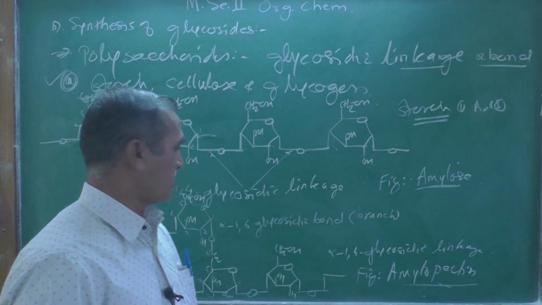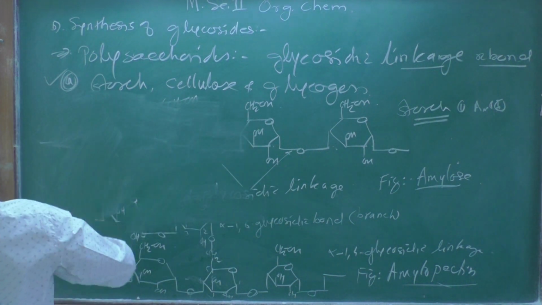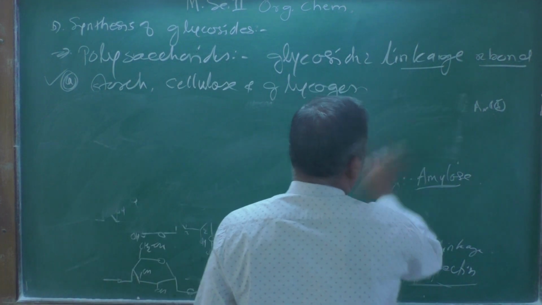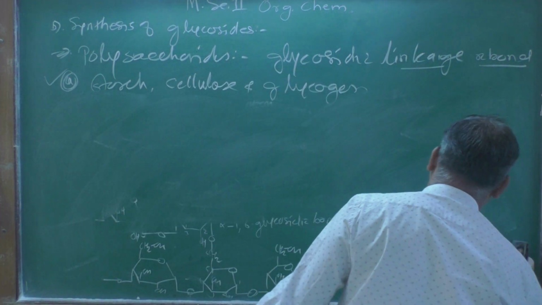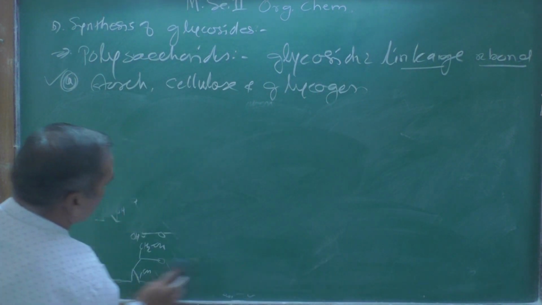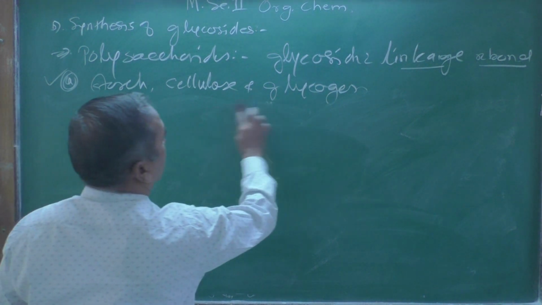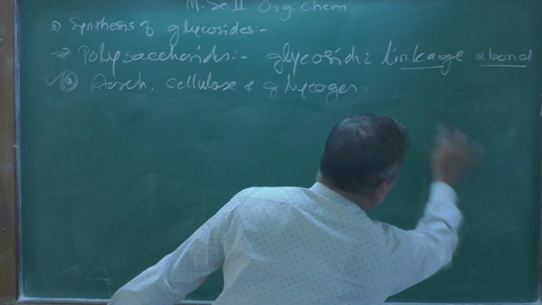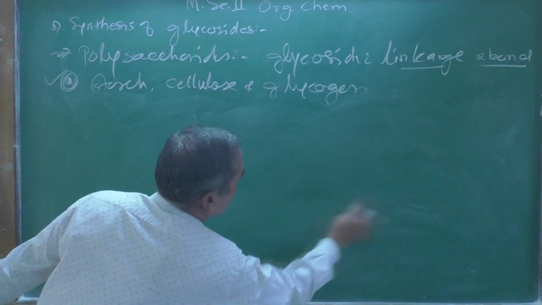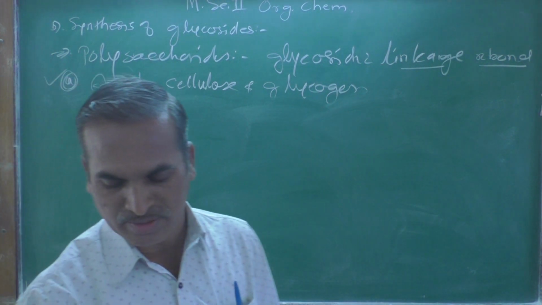Now the second one is cellulose. Let us see here the structure of cellulose, what kind of linkage is present in cellulose, that we are going to learn here. Let's see what it is. So here, see over here, cellulose.